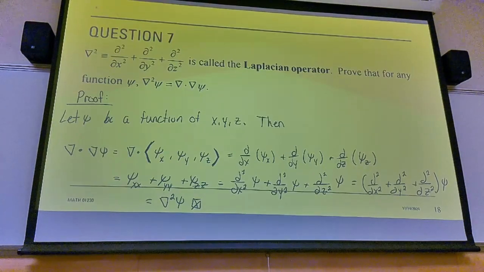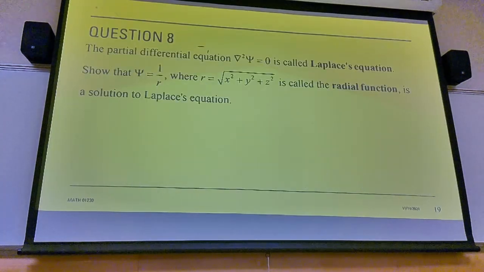Skip this for right now. I'll come back to it if I have time. I'll just stick this to show that del squared psi equals 0 is called Laplace's equation. It's a partial differential equation. Specifically, it's a second order partial differential equation. There's time.